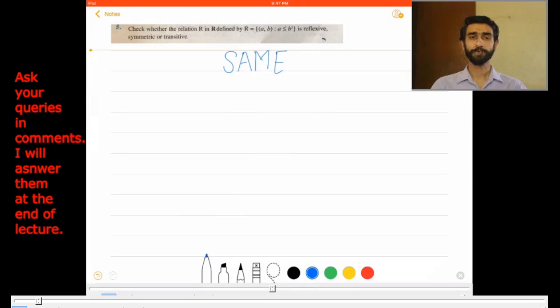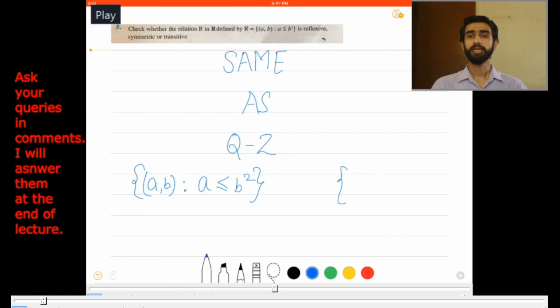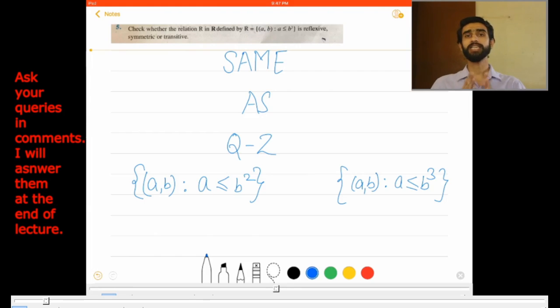Now here you can see the fifth question: check whether the relation R defined as given is reflexive, symmetric or transitive. We are supposed to check whether this relation is reflexive, symmetric or transitive, true or not. If you remember, this question is the same as question number 2. In question number 2, the relation was given such that (a, b) where a is less than or equal to b square, and in this relation it is given such that (a, b) where a is less than or equal to b cube. Very similar. You can do this question with the help of question number 2. So practice this at home.